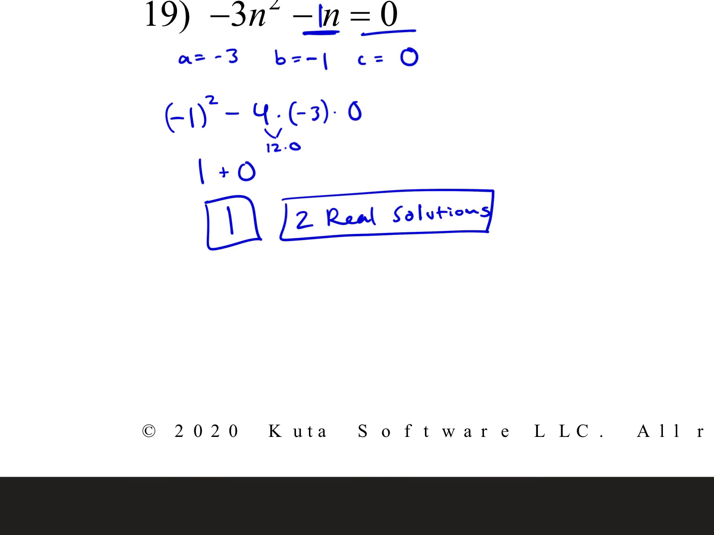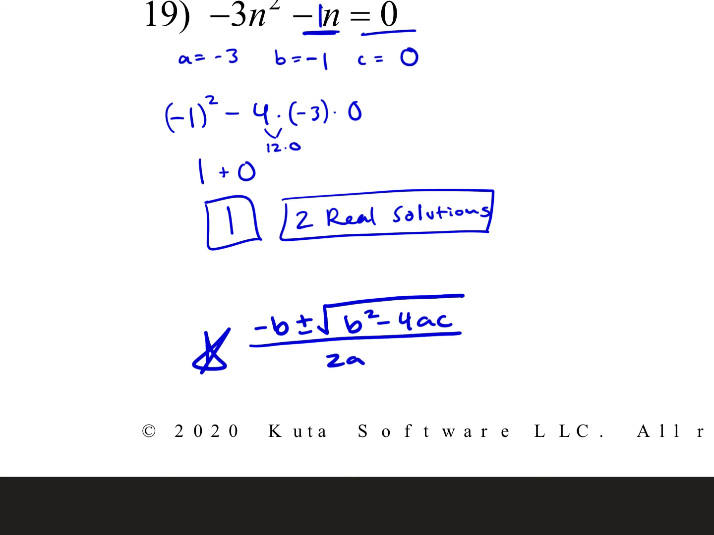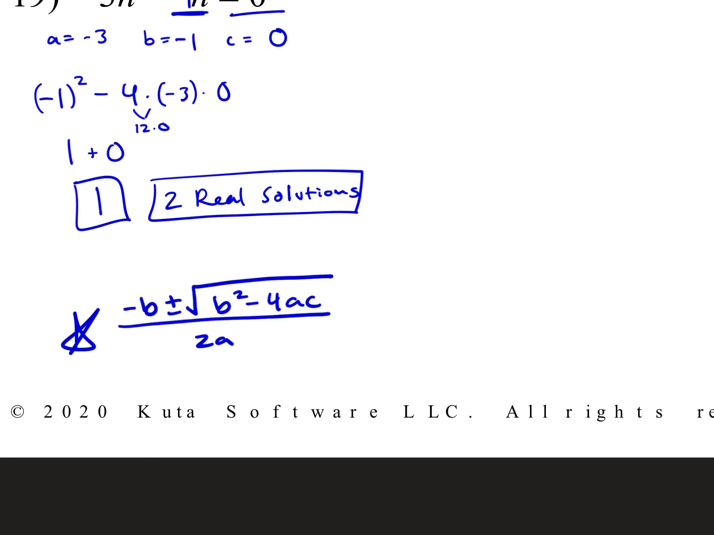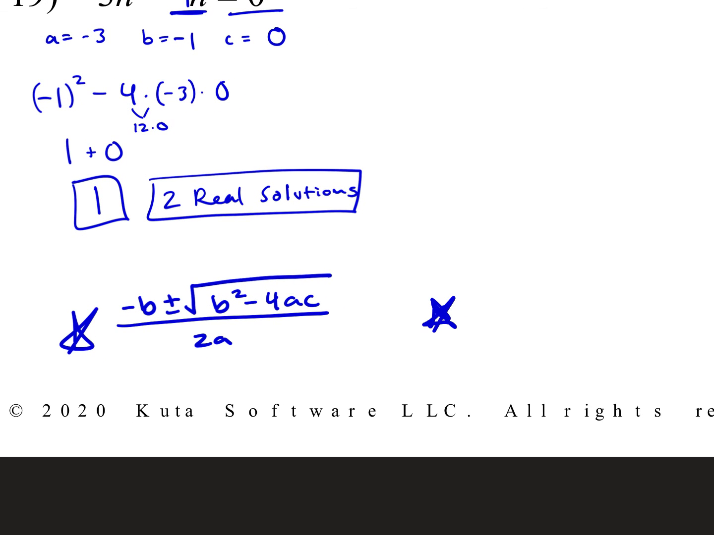So the formulas you need to remember from this section are your quadratic formula, so -b plus or minus the square root of b squared minus 4ac over 2a. And then your discriminant formula is b squared minus 4ac.